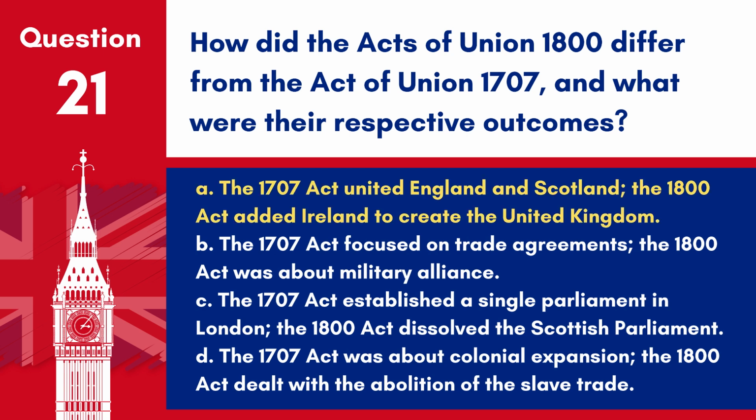Answer: A. The 1707 Act united England and Scotland. The 1800 Act added Ireland to create the United Kingdom. These Acts of Union were pivotal in forming the United Kingdom, integrating Ireland into the union already established between England and Scotland.